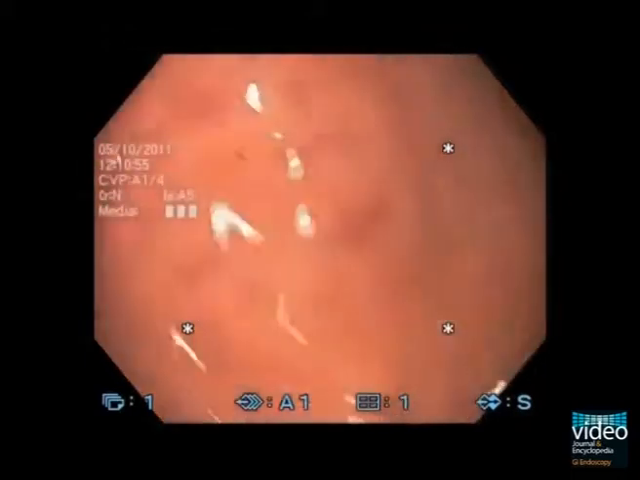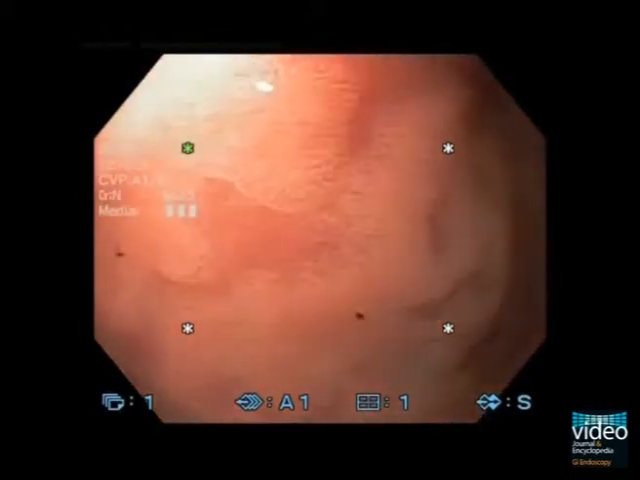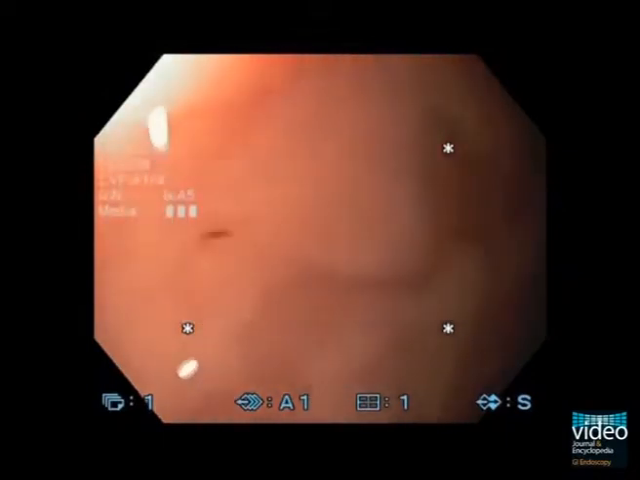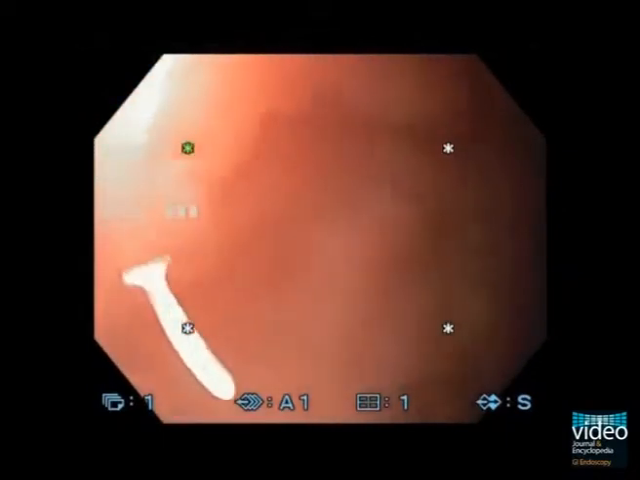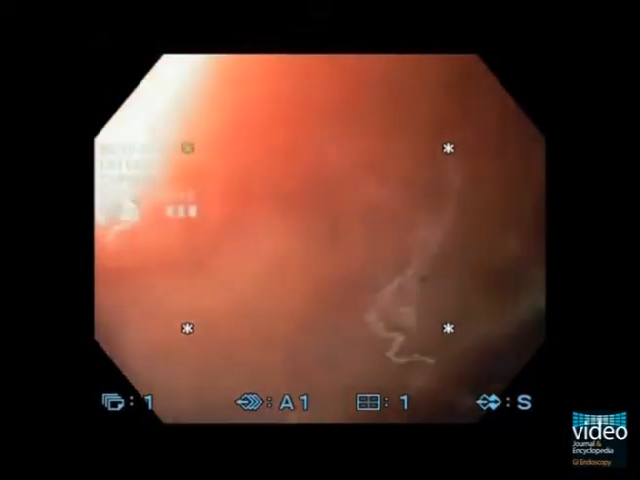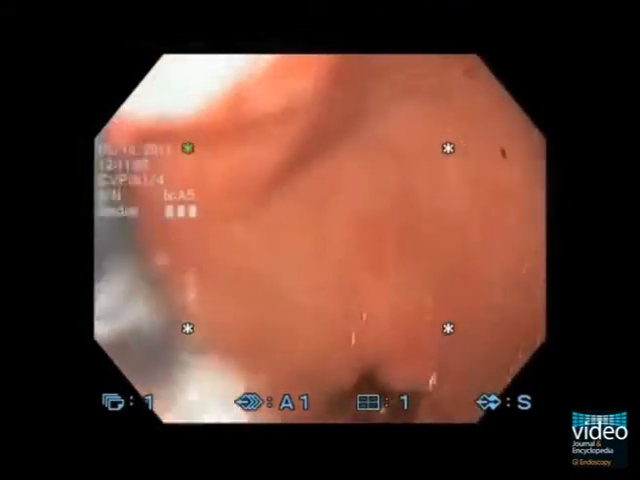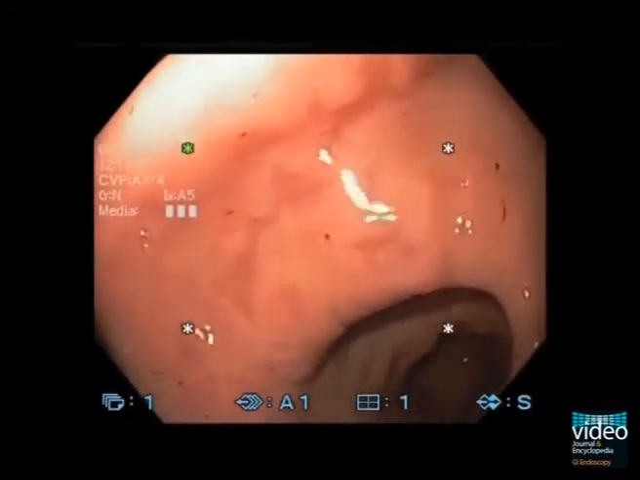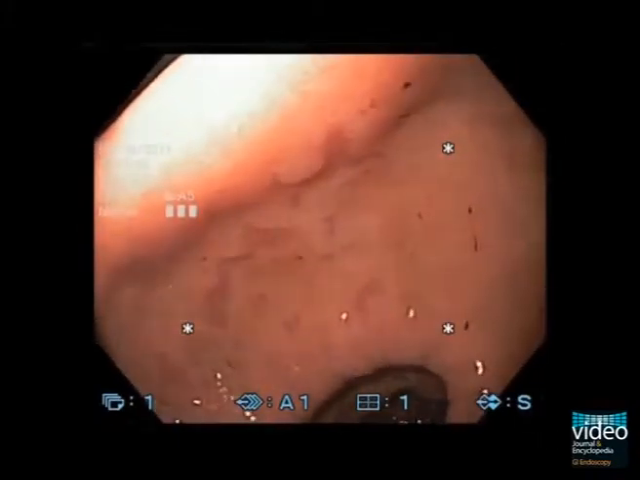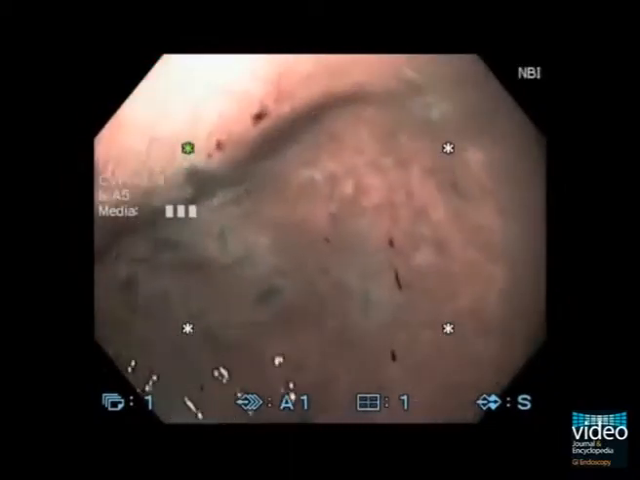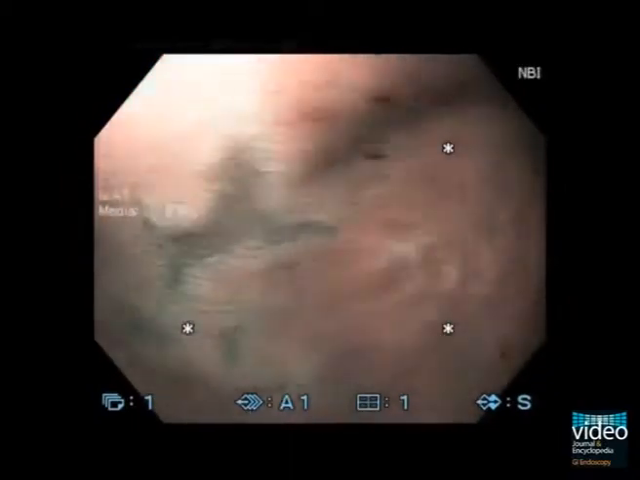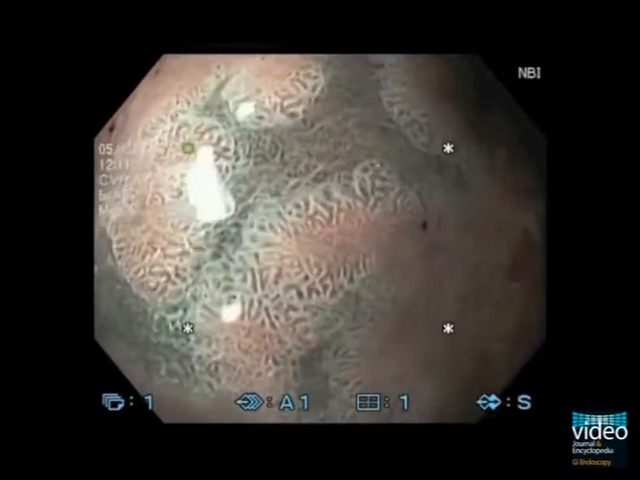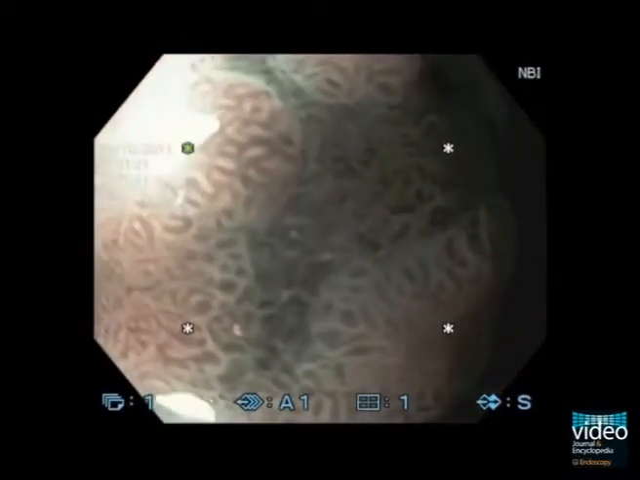Under white light endoscopy, obvious areas of mucosal irregularity are seen at the antral and incisorial regions. Using narrowband imaging, these areas appear bluish-white, which is characteristic of gastric intestinal metaplasia.